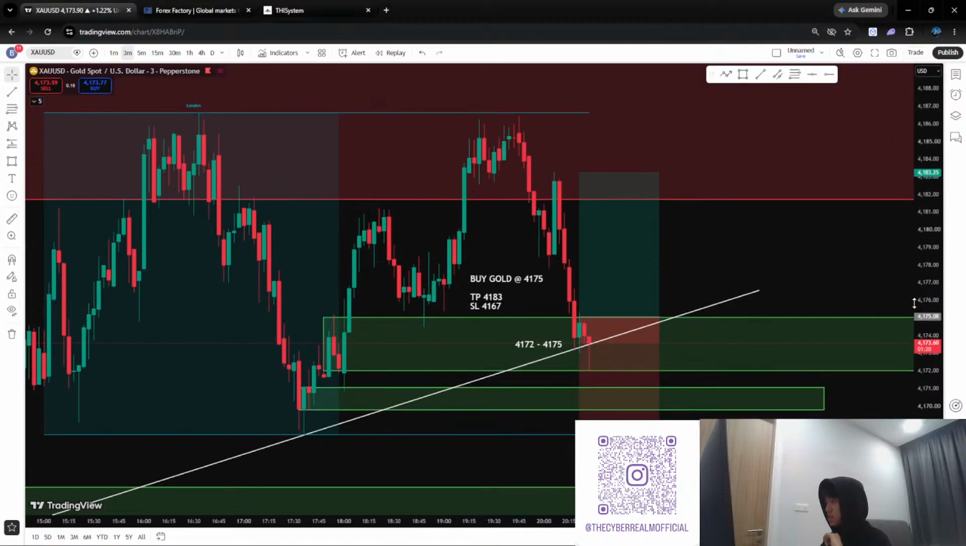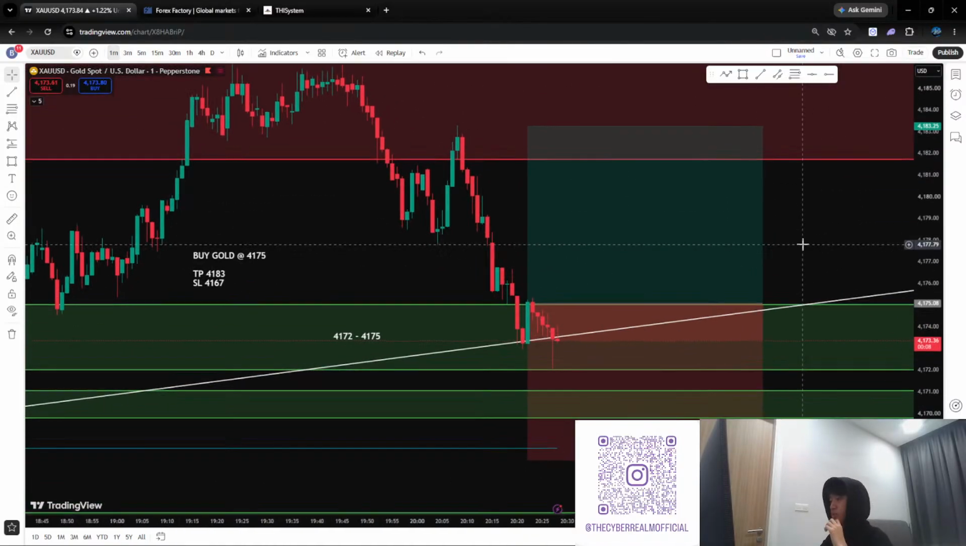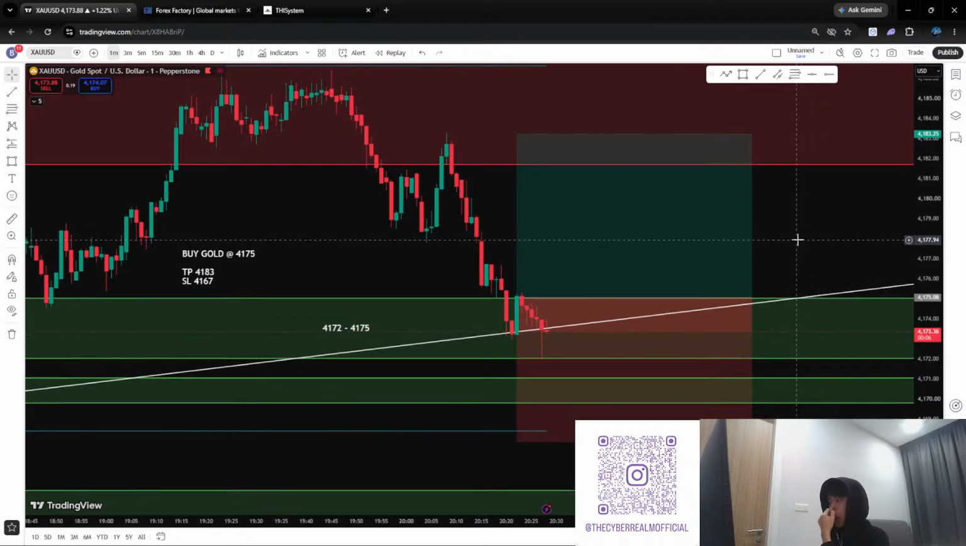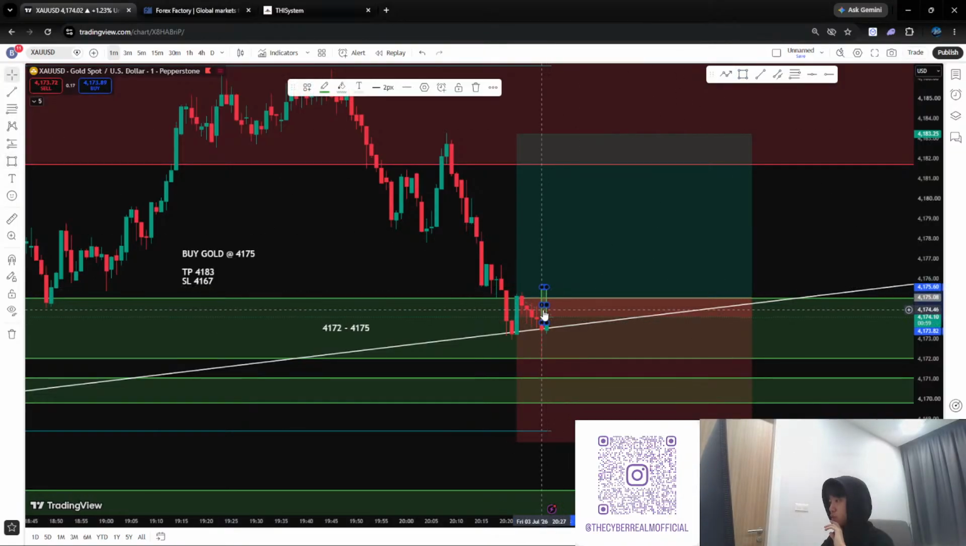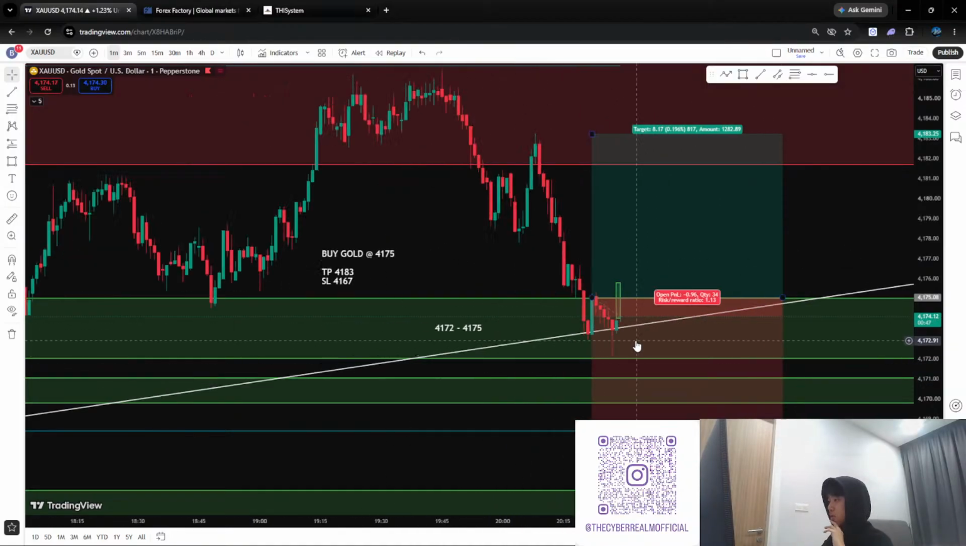Let's see. Price is still rejecting around this area. No big momentum right now. All we need is price to have a little momentum upwards, and then I think we should be set to go. Let's see how price reacts from this area right here.